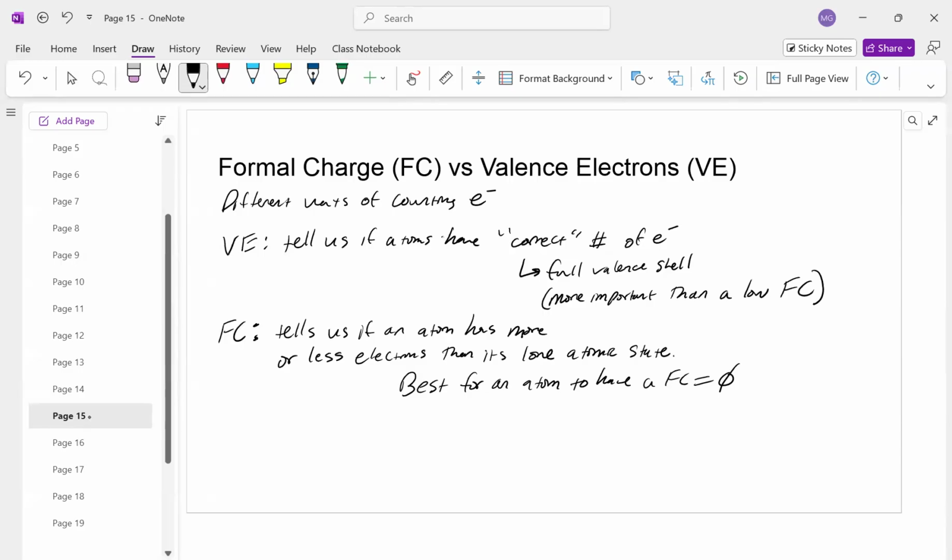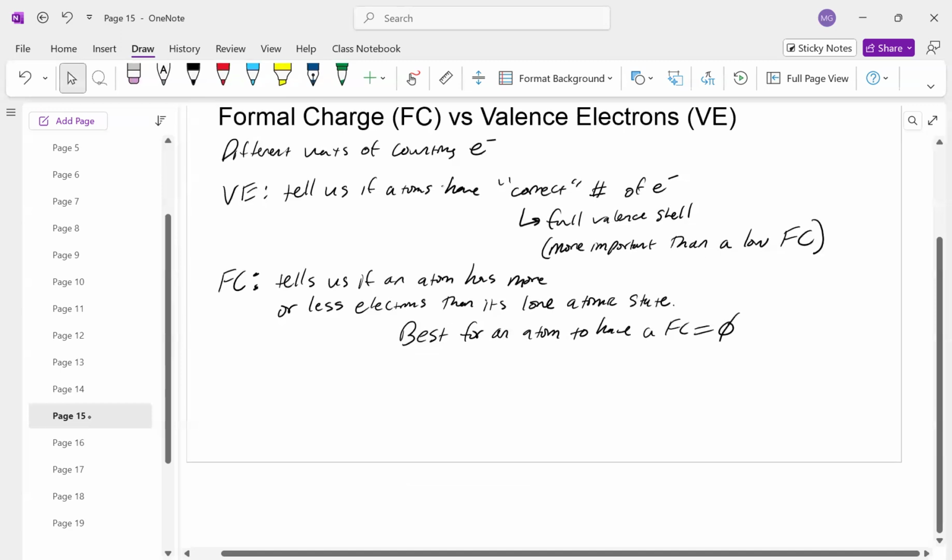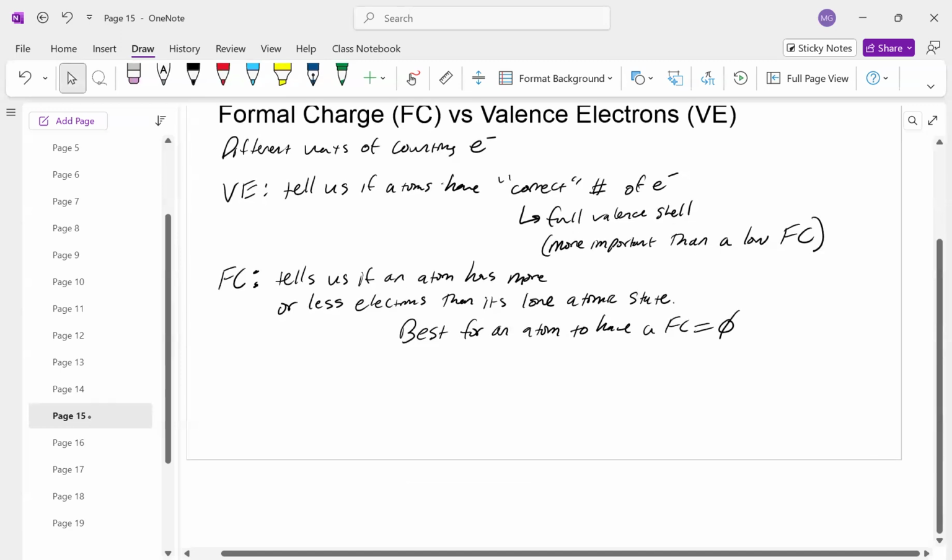Now, it doesn't mean that it's bad if there is a charge of like -1 or +1. But if you are drawing a Lewis structure and you have the option, number one, for everything to have a full valence shell, that's important. That's the most important. Number two, if you're trying to decide between two structures and one has a formal charge of, say, +1 and one is 0, the correct one will be the one with a formal charge of 0.